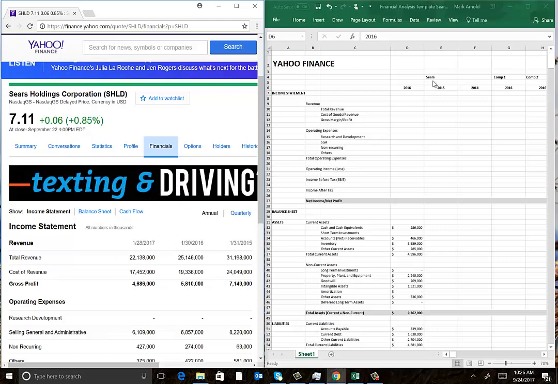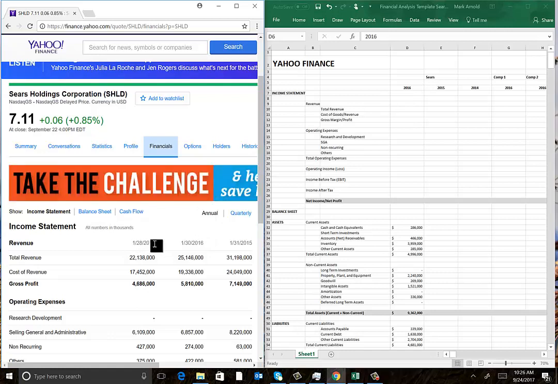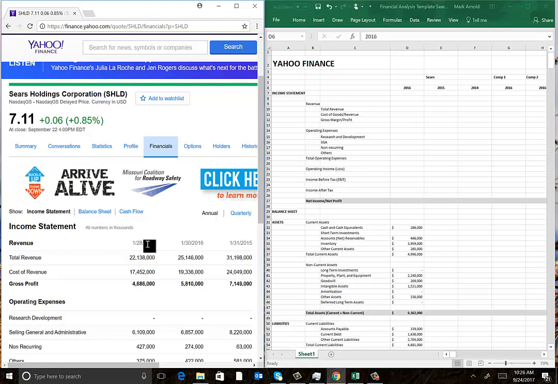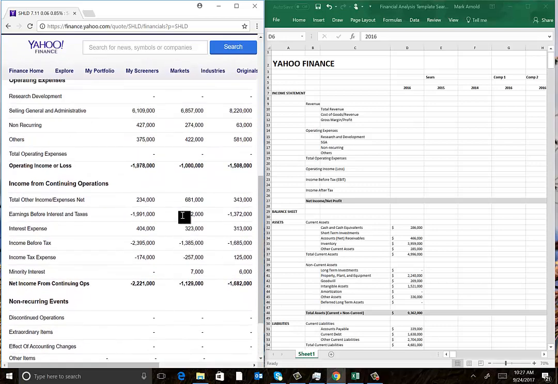And I'm going to put in Sears for 2016, which means I'm going to use year end. This is their fiscal reporting year end, which is 1/28/2017. That's going to be good enough for us in terms of being able to put in numbers just for illustration purposes. So you go down there, you see all the income statement items, and we're going to input those.